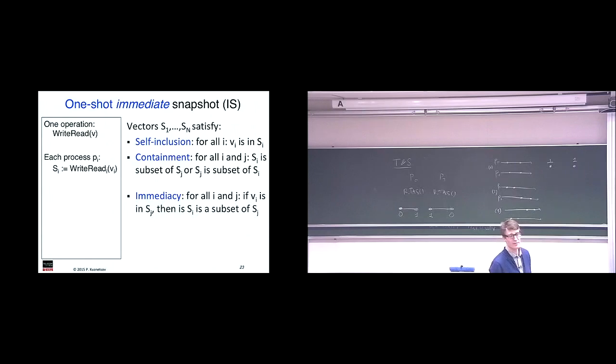But additionally, I have this property. What does it say, this property? It says that if I see someone in my snapshot, then the values which this process sees are a subset of my values. And it couldn't go far beyond, couldn't see more than I've seen. Okay, this is a very important property. It means that the interval between your update and your snapshot is sort of related to the intervals of other processes. It cannot be arbitrarily large. Okay? So this is what I measure. So for all i and j, if vi, which is the value of process pi which it writes here, is in sj, then si, the outcome of this snapshot, is a subset of sj.